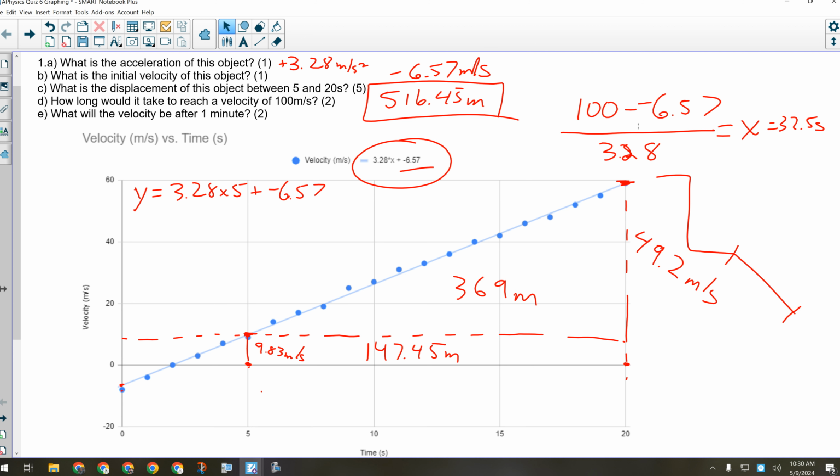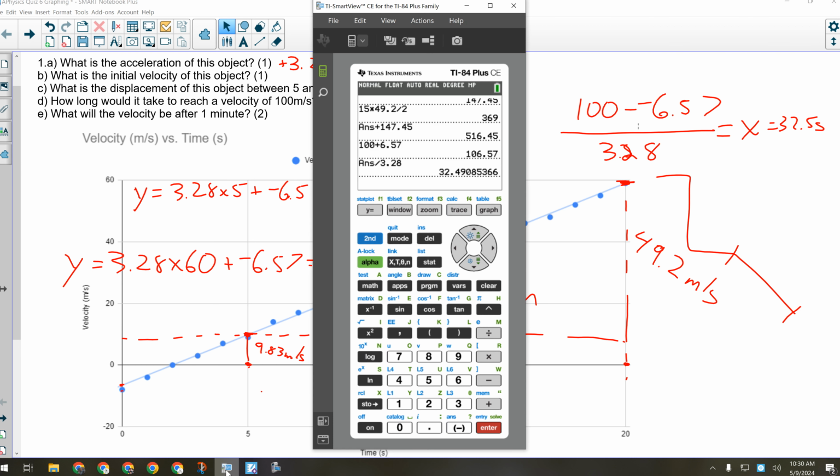Okay, we always have to make sure our units are matching. If I say 1 minute, you don't plug 1 in for x, you're going to get a very strange number. We want to put in 60 for x this time. So it's just a solve-for-y question again. 3.28 times 60 seconds plus negative 6.57. So when we plug that in, 3.28 times 60 seconds minus 6.57.